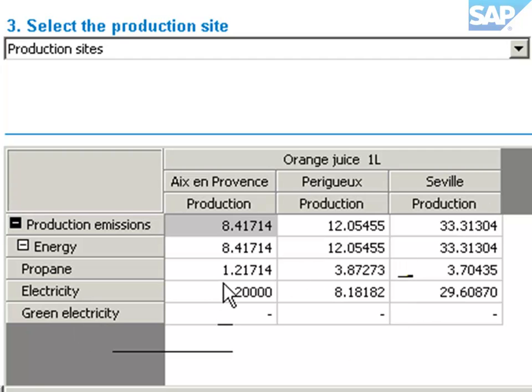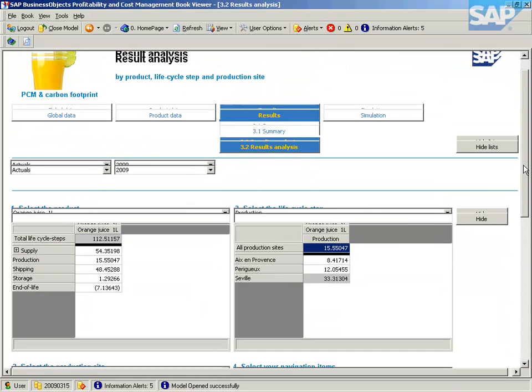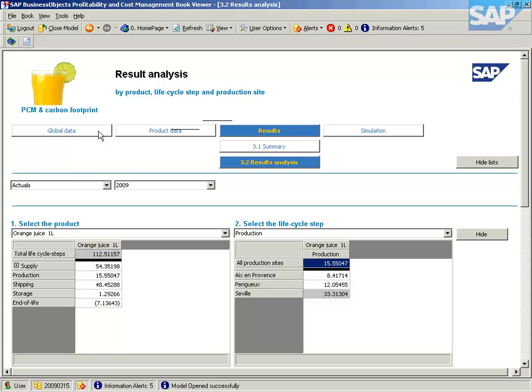So looking at this particular example, we can see that in Seville in particular we have a very high portion of carbon being produced within the production step. And breaking that down further, we can understand that the majority of that is due to the very high difference in the amount of carbon produced due to electricity consumption as part of the production. So in order to understand that, we maybe need to go back and see why the value is so different between France and Spain. To see that information, we need to go back to our production site data.